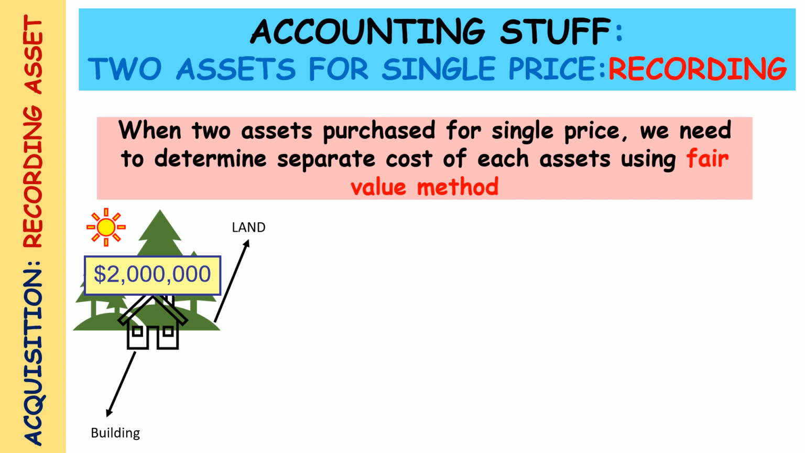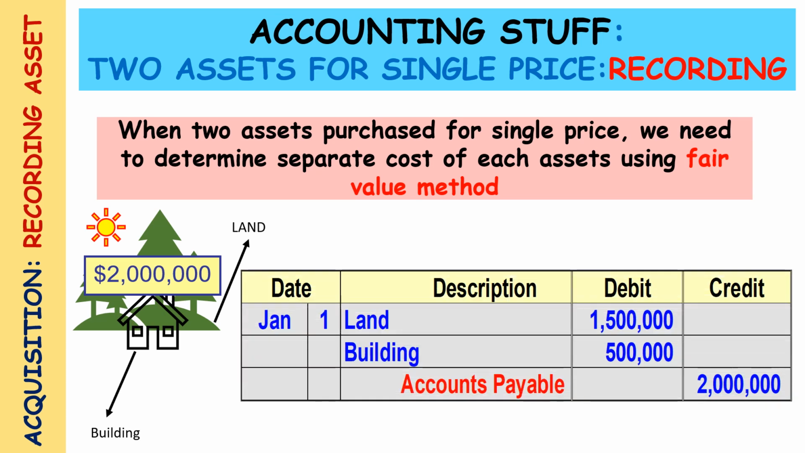Now we use the fair value method for that. So for example, the fair value of the land would become 1.5 million. So debit that. And the building would be 500,000. We will debit that. And a credit will obviously go to either cash or accounts payable. So when we buy two assets for a single price, we call it a basket purchase. And when that happens, remember to record each of the assets separately using the fair value method.